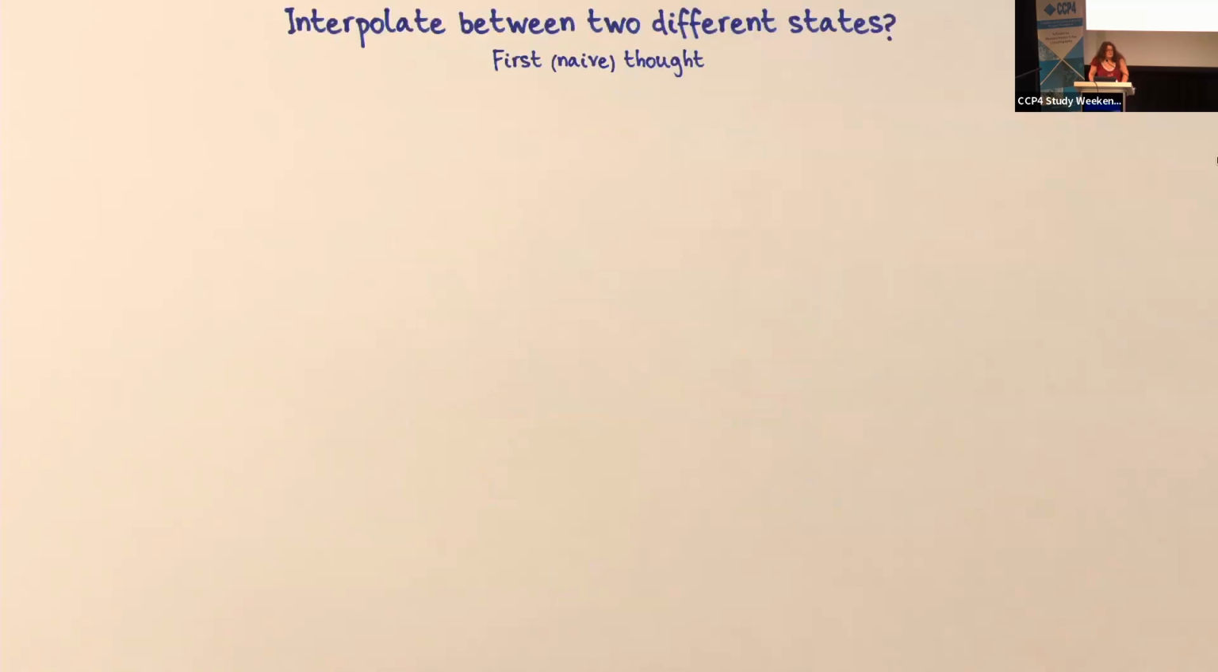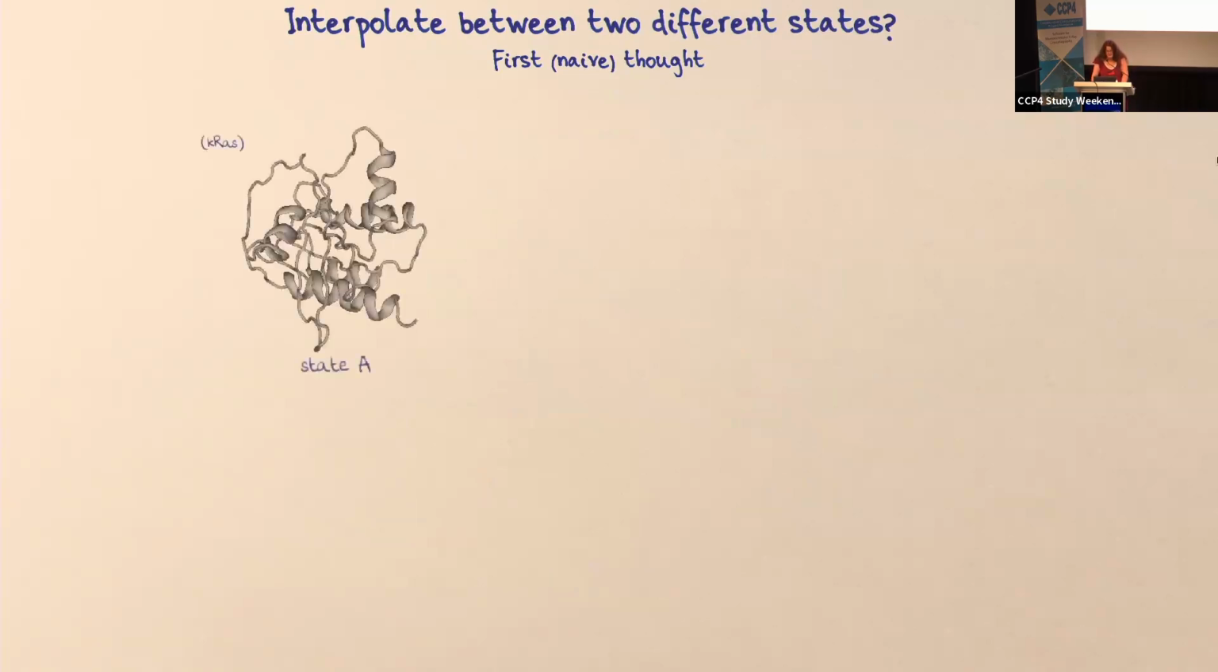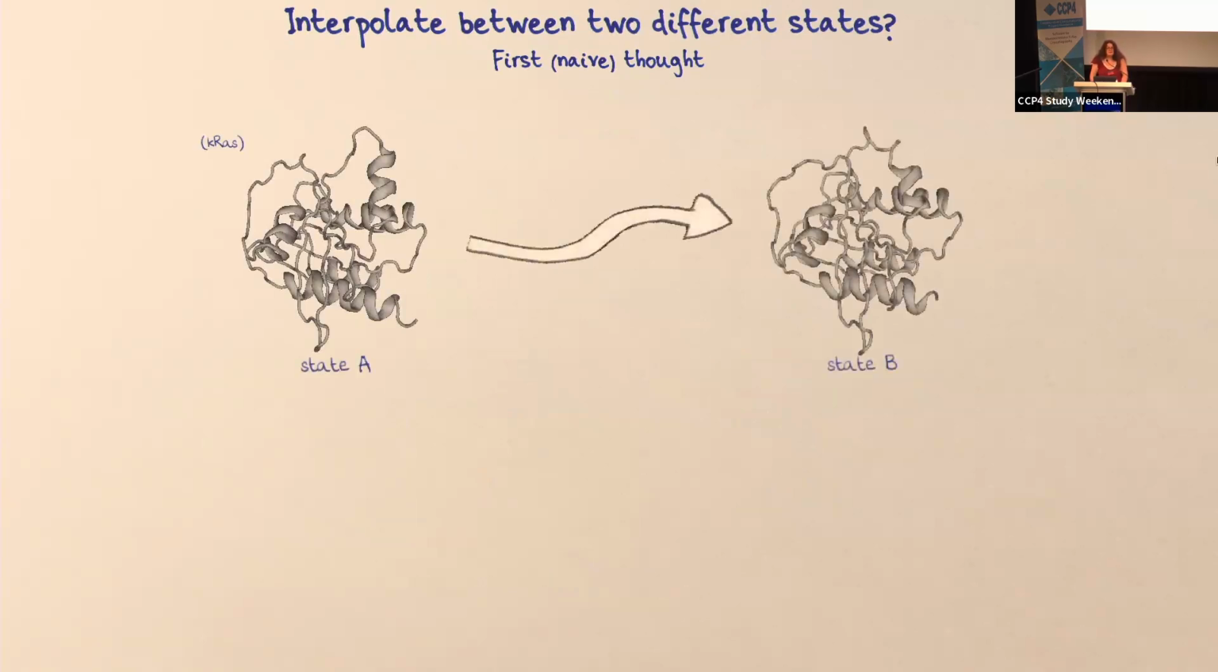So I also want to throw back to one of the ideas I put at the very beginning of the talk, which is what if we had 2 different states of our protein and we'd like to actually develop a pathway that moves from state A to state B. So this I'm going to illustrate with KRAS because it has a very big conformational change.